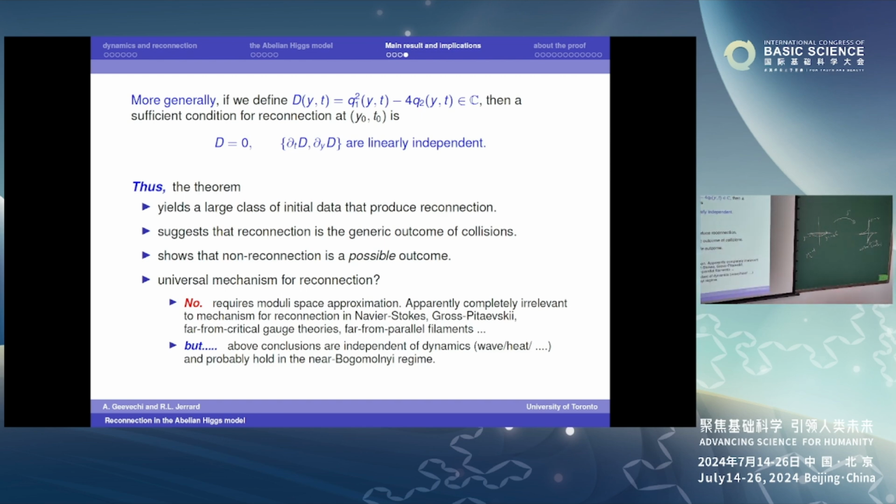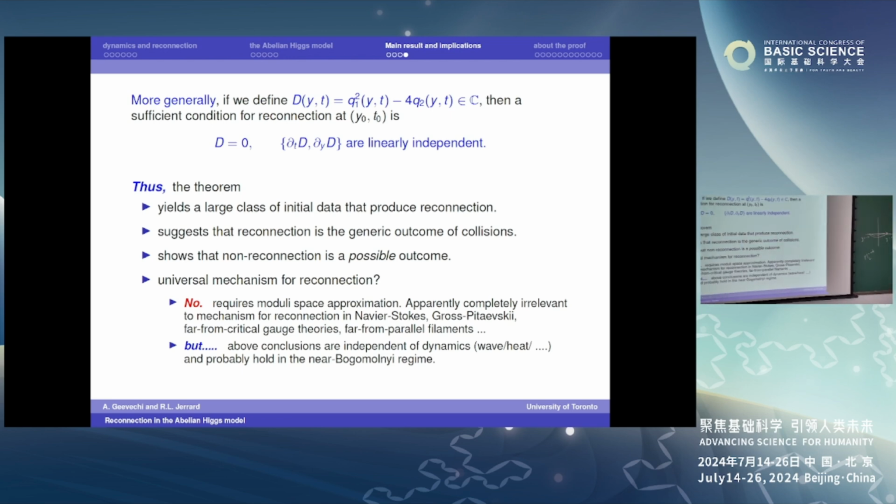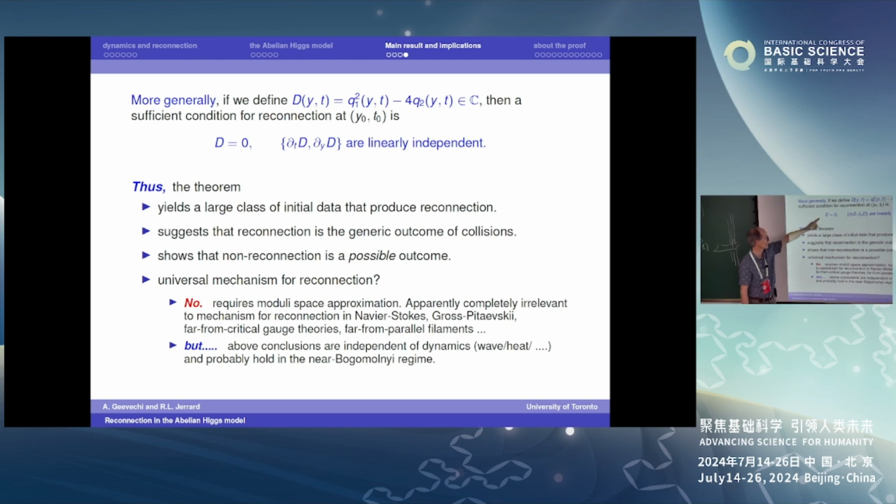More generally, if I define d, say, the discriminant of the polynomial in this way, then in the same way, a sufficient condition for reconnection is that the discriminant vanishes, so I have repeated roots, and the time and y derivatives of the discriminant are linearly independent. I claim this yields a large class of initial data that produce reconnection. It suggests that reconnection is the generic outcome of collisions.